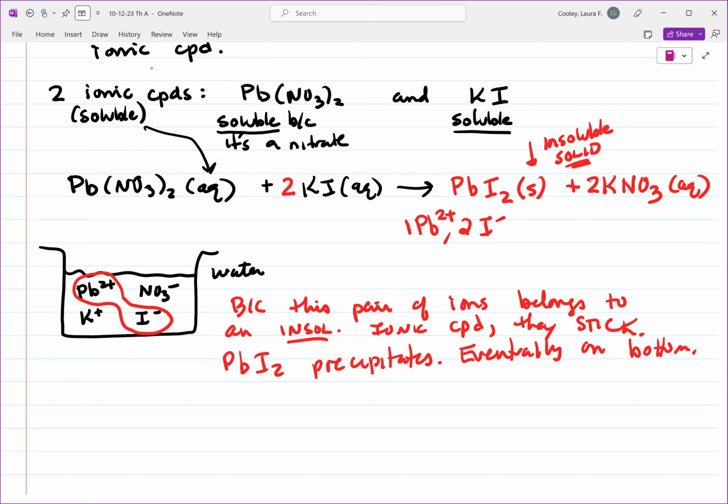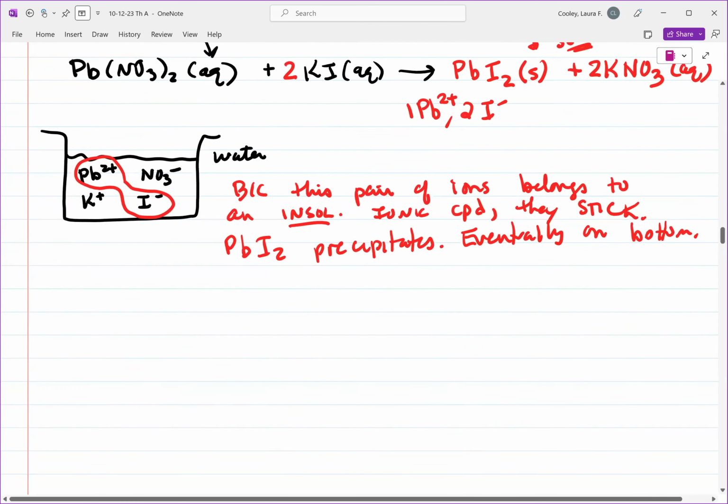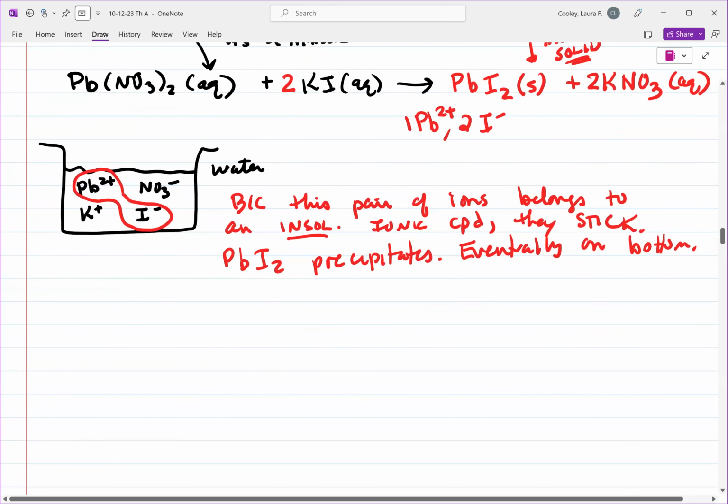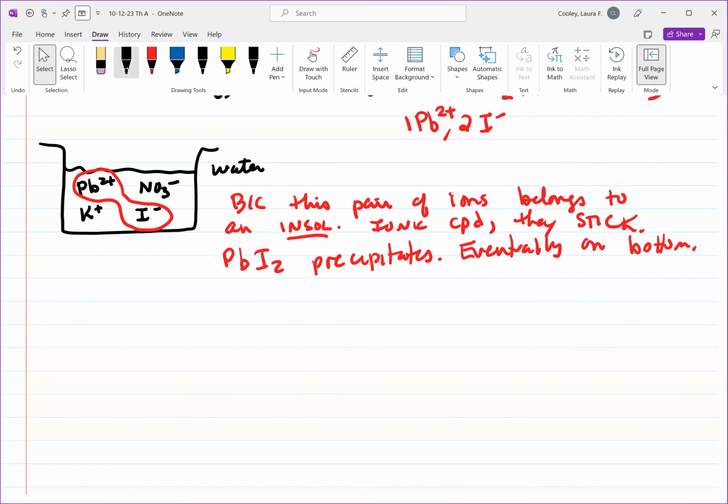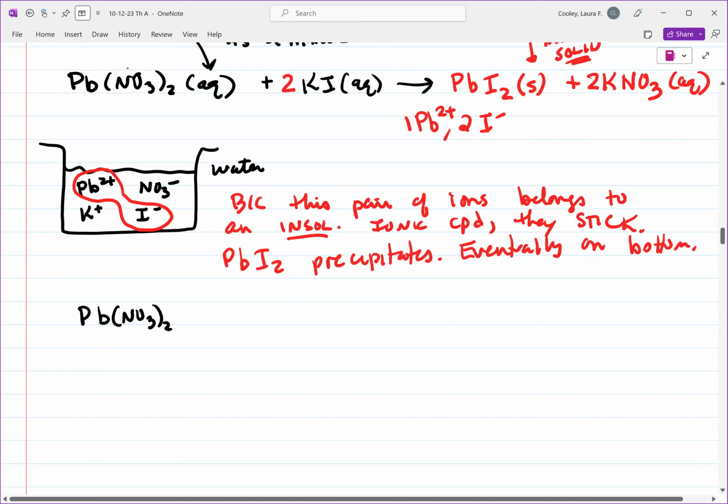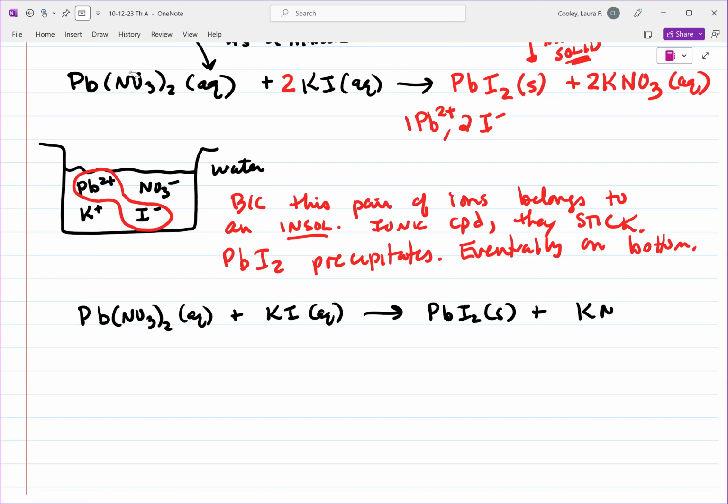So we use this technique when we do this. We had lead nitrate and potassium iodide goes to lead iodide and potassium nitrate. Oh, so one way you can get these products, I didn't show this to you yet.